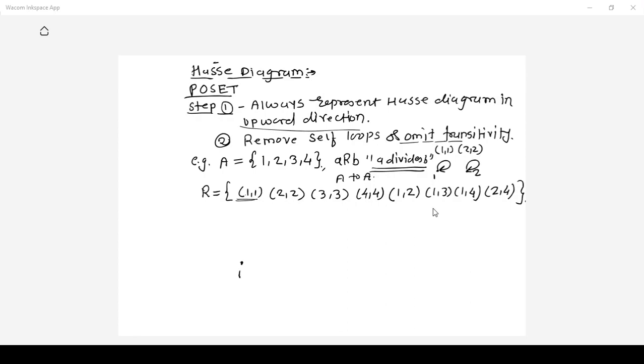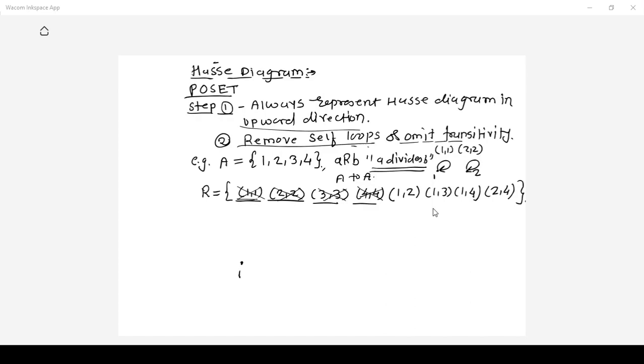In the second step it is also said that we should remove the self loops in the Hasse diagram. So which are the pairs in the relation which form the self loops? (1,1), (2,2), (3,3) and (4,4). So these pairs will not come in the Hasse diagram as we should remove the self loops. We should not consider these pairs.